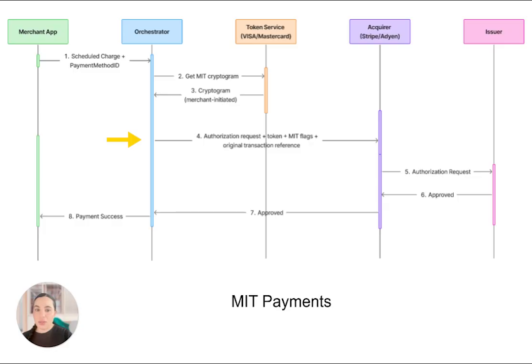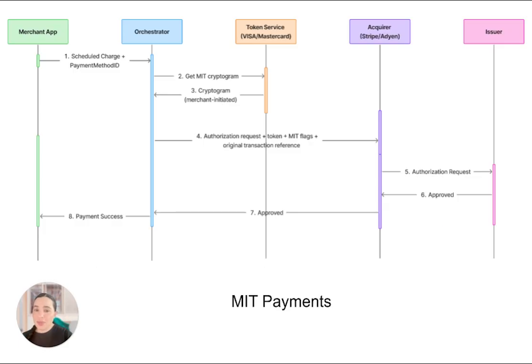The authorization request goes to the acquirer with the token, the MIT flags, and the original transaction reference. The flags mark the kind of merchant-initiated charge: recurring, installment, unscheduled, or no-show. The original transaction reference points back to the cardholder-initiated payment that first set up the mandate. In Hyperswitch, that reference travels as the network transaction ID carried alongside the token. Steps 5 through 8 run the same authorize and approve path back to the app.